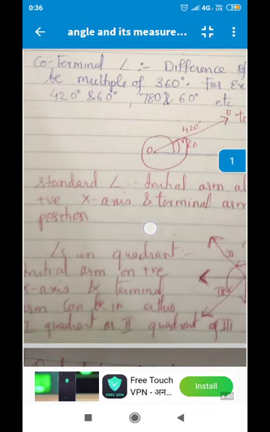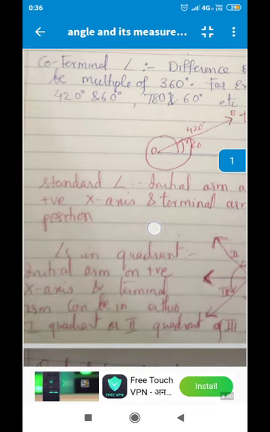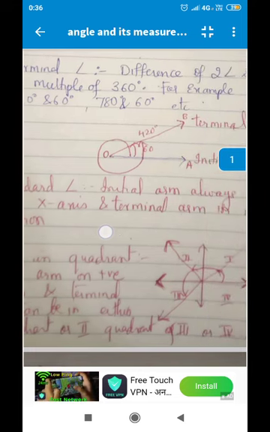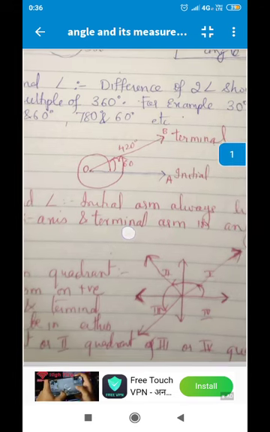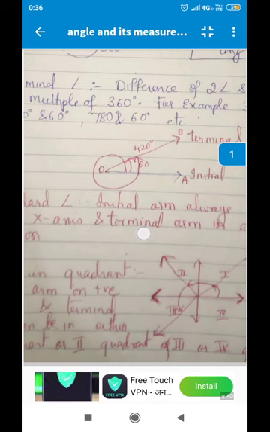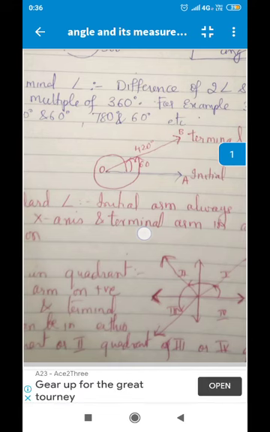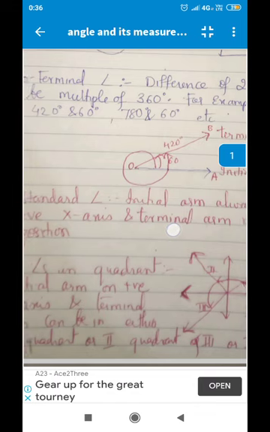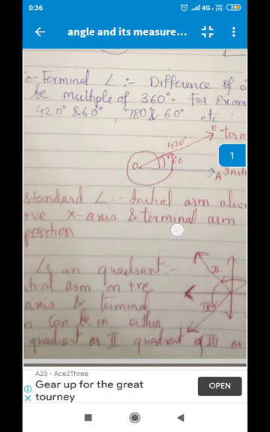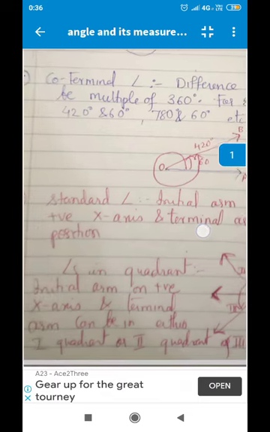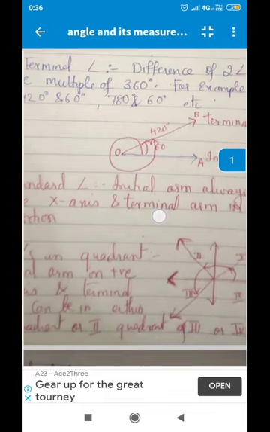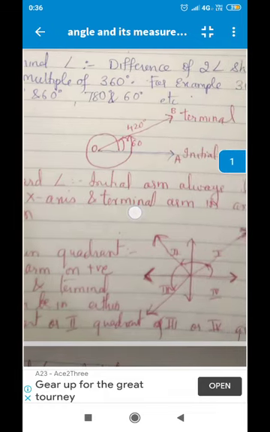Similarly, 420 degrees and 60 degrees, the difference between 420 and 60 is 360 degrees. Again, it is a co-terminal angle. The other pair of angles are 780 degrees and 60 degrees. The difference between them is 720 degrees, which is a multiple of 360 degrees. Again, it is a coterminal angle. If the difference between the two angles is not a multiple of 360 degrees, then they are called non-coterminal angles.